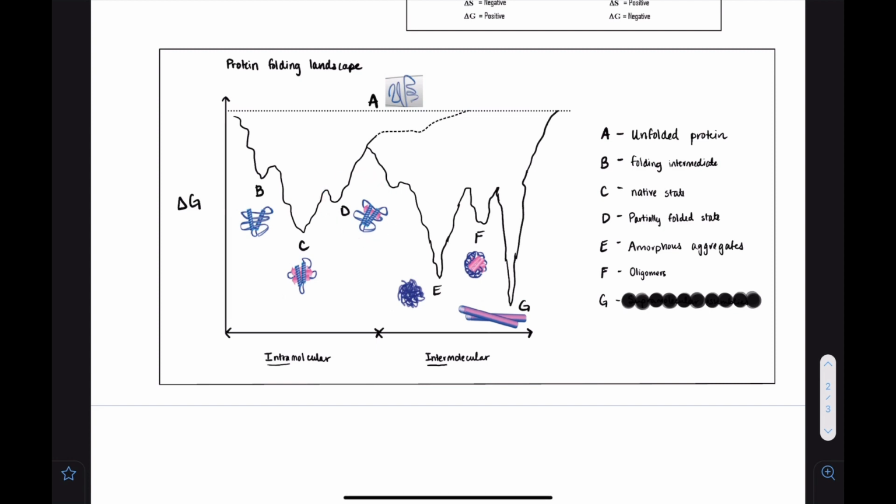Finally, we have the most favorable form of folding. These are the supramolecular assemblies. Again, these can be in any form, but they are the most stable form of protein folding themselves.